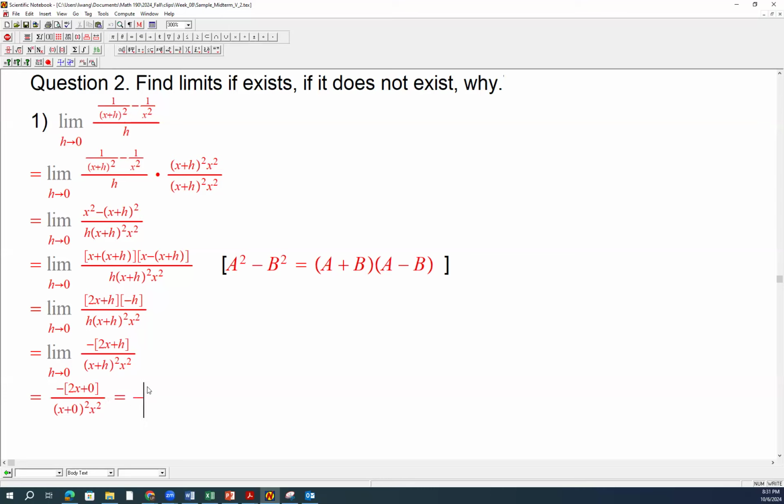We're close to the end. We have negative 2x on the top. In the bottom, we have x raised to the power of 4. Reducing the x, the extra negative sign is not needed. So it's going to be 2 over x raised to the power of 3. Okay, so that was the first question.